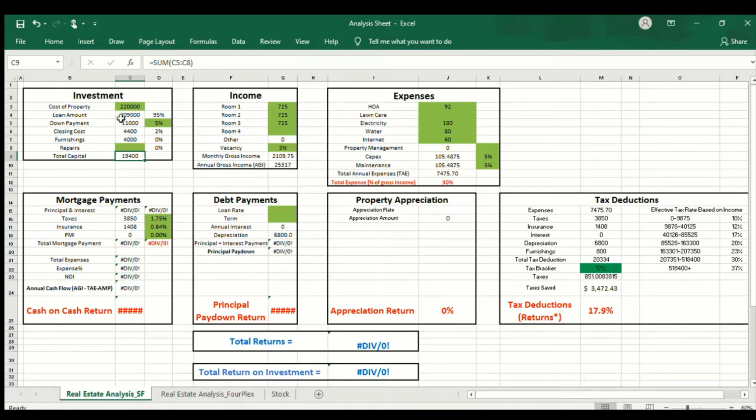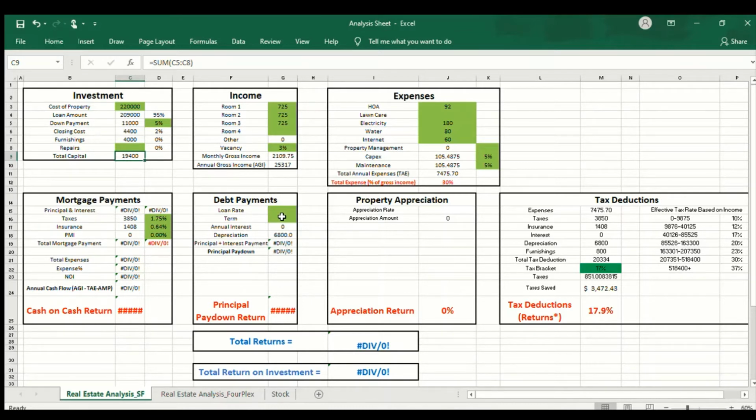Okay, you have to add everything you spent to acquire that property and get it ready for renting. Now, to determine the cash flow, there are a few things we need to determine. We need to determine what the principal and interest is, and to do that, you need to determine what the loan rate and the term is.